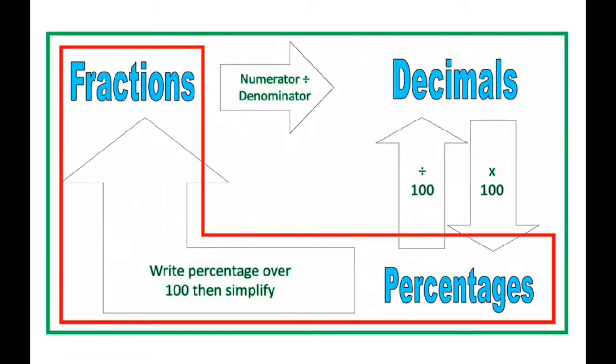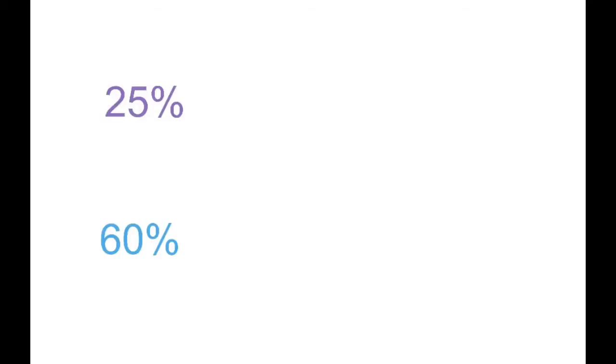Okay, now I want to show you how to get from a percentage to a fraction. This involves us writing the percentage over 100 and then simplifying. So if we have a number like 25%, the first instruction was to write that number over 100, because percent means out of 100. So we've got 25 out of a total 100.